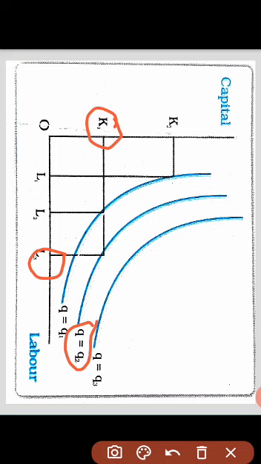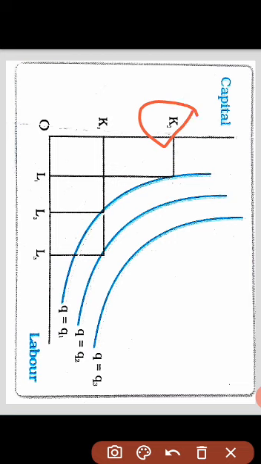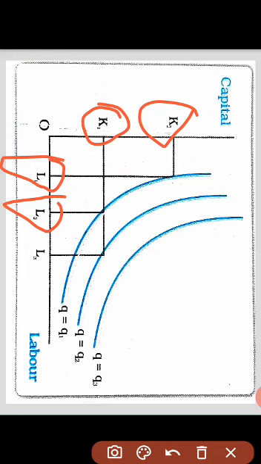When the marginal products are positive, with an increased amount of one input, the same level of output can be produced using only a lesser amount of the other. So here we are using capital and labor, and here also we are using capital and labor. How is this different from Q equals Q2? How is it different from this point?